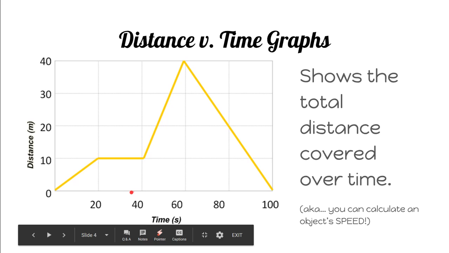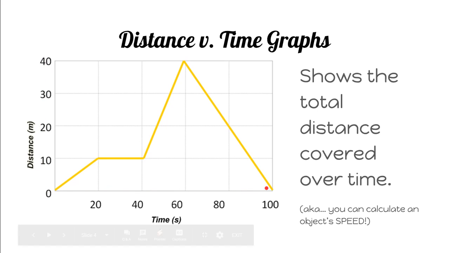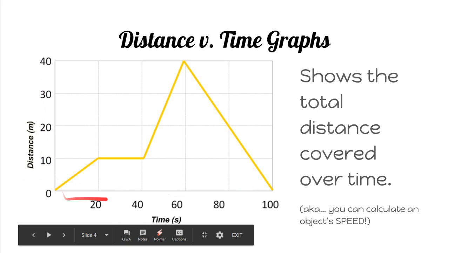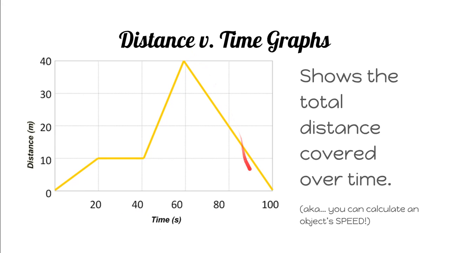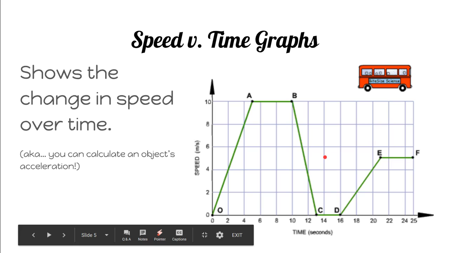You can actually calculate speed from a distance time graph because distance is on the y-axis, time is on the x-axis, and if you take distance divided by time, you can find the speed at every single one of these points. The last type of graph is called a speed time graph.